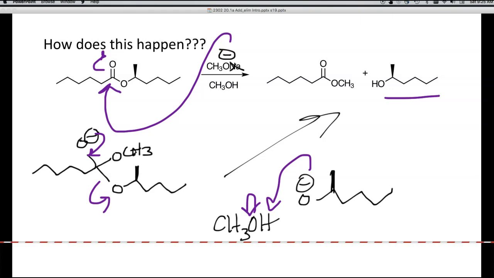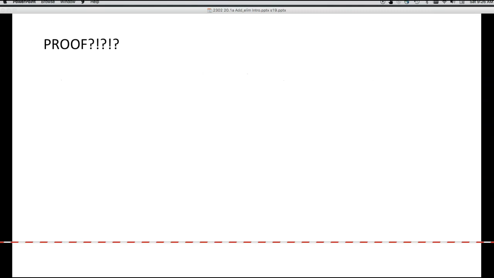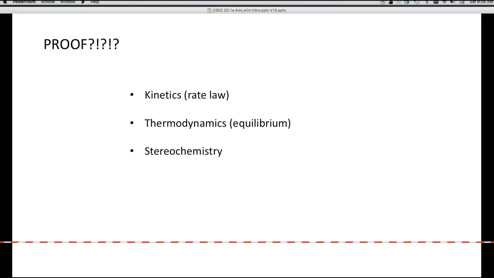How do we know this happens? Prove it, dang it. Well, the proof comes in experimental data. We know from the rate law, the kinetics, and from the fact that this is an equilibrium where we can figure out the equilibrium constant, and from the stereochemistry, from all this experimental evidence, we have proof that this is in fact the correct mechanism for this reaction.